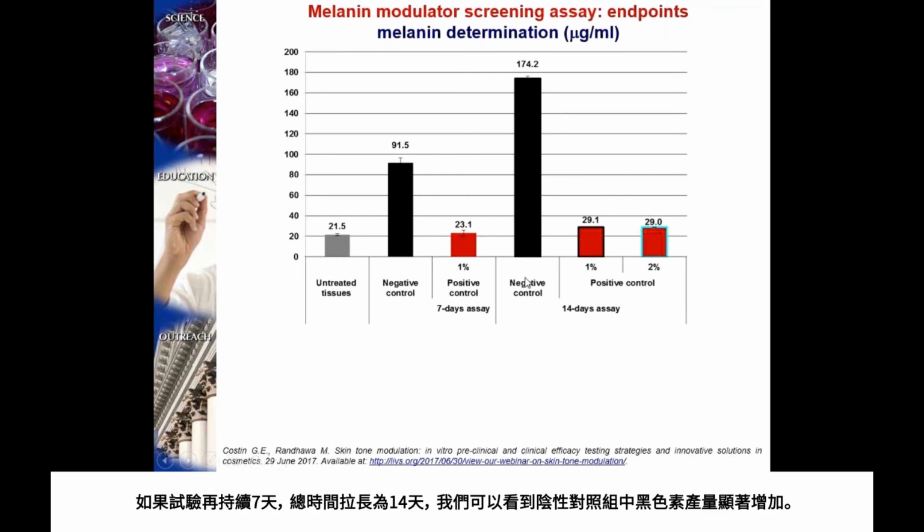If the assay is continued for another week, up to 14 days, we can see a significant increase in melanin production in negative control treated tissues. However, this is not the case for the positive control at 1%, which shows that toxicity is involved in the reduction of melanin at this point, confounding the efficacy interpretation of the data.